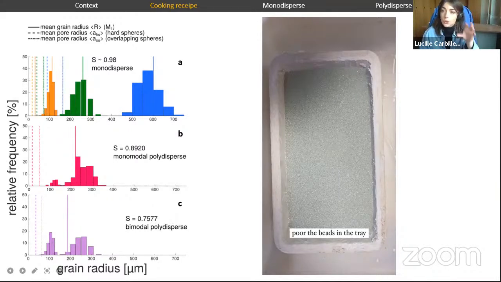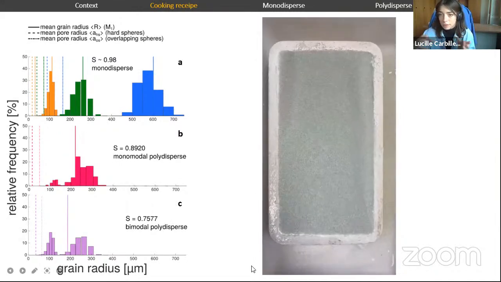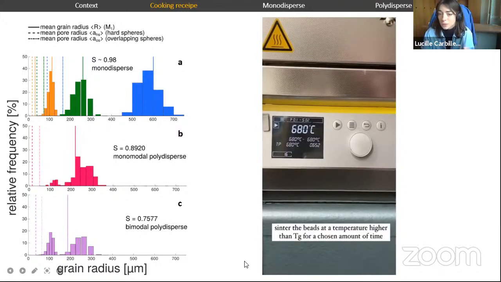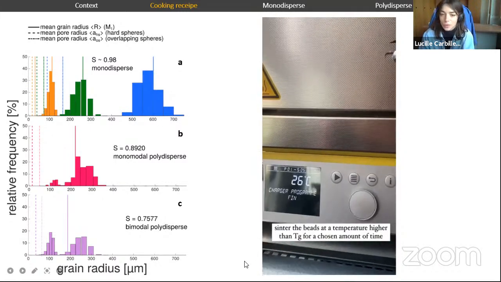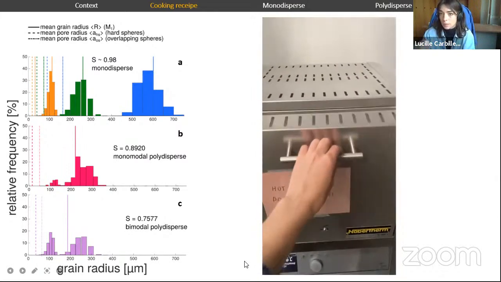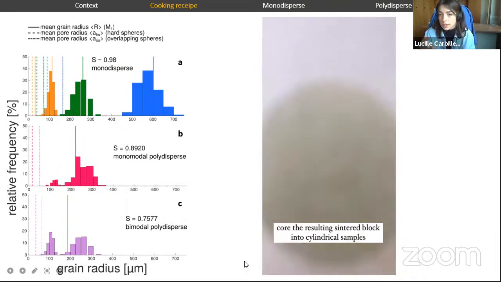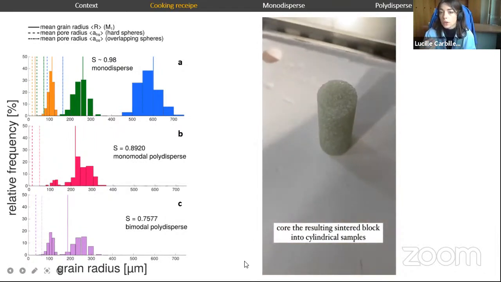So at room temperature, we choose our distribution, and then we pour the beads in a tray. Very simply, we put the tray then in an oven, in a furnace that goes to very high temperature, obviously. And then after some time that we've chosen, the sintering time at a certain temperature, we get this sintered block from which we'll be coring cylindrical samples, for which we perfectly know the grain size, the ball size, and also the final porosity.